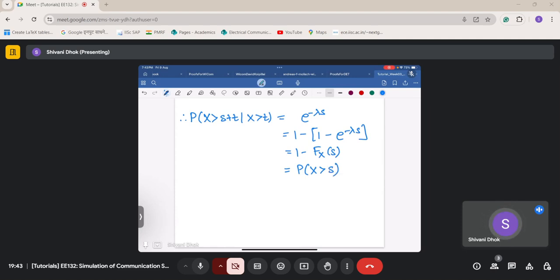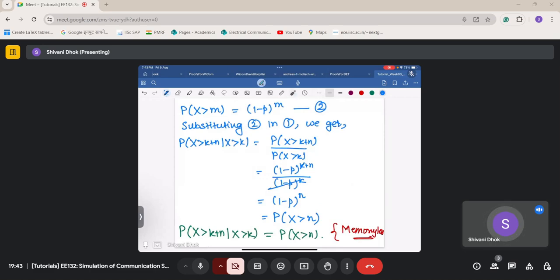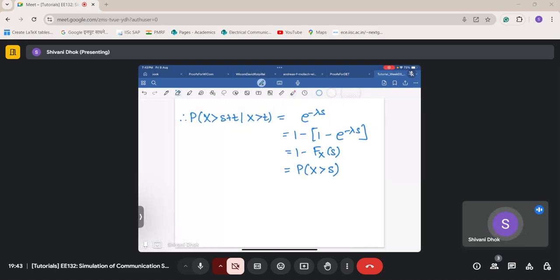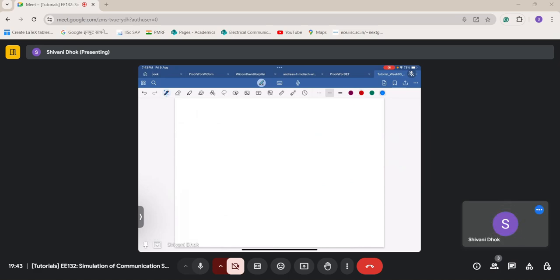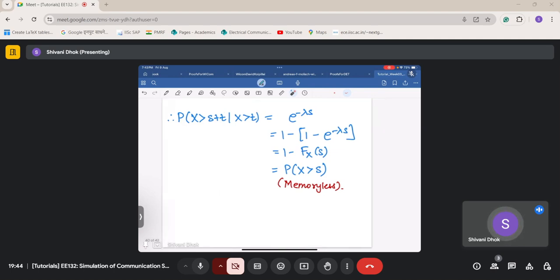So very similar structure, or the same structure, we have obtained as in the first part. In the first part also we have seen that we get something like this, and similarly in the second part also we are getting this particular thing here. So again, this exponential random variable is also showing some sort of memorylessness. So if a random variable shows these kind of results, then such a random variable is known as a memoryless random variable or memoryless distribution.